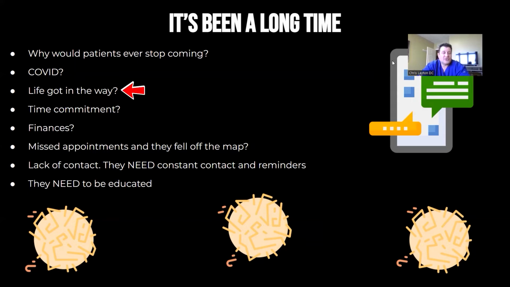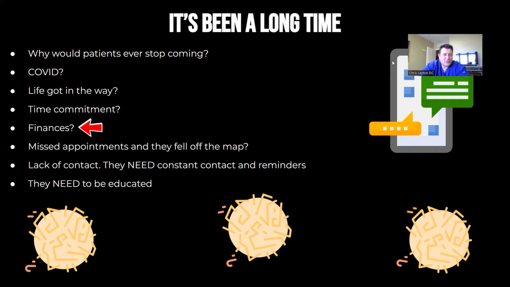They'll tell you life got in the way. So they got busy during sports season. They've got 3 kids, and they're running 5 different directions to get their kids to all different sports. So the time commitment, maybe you do a lot in your office with rehab and stuff. They don't have time to come in and do that. So they just want to come in for an adjustment. So the time commitment is too much.